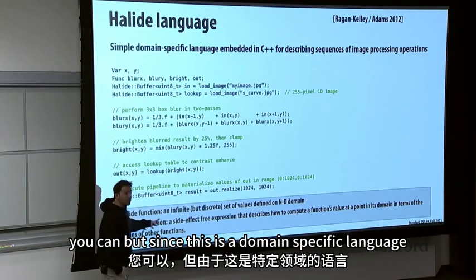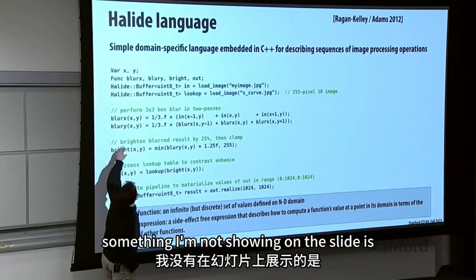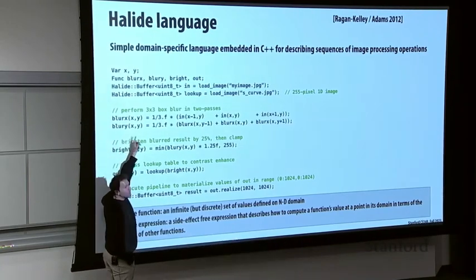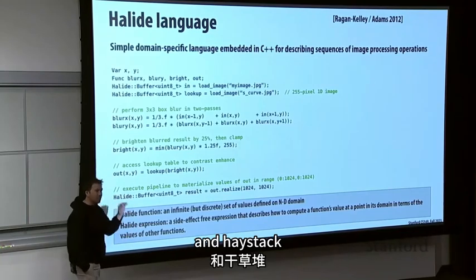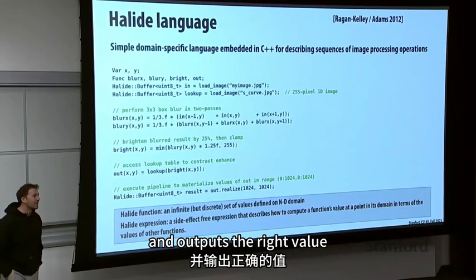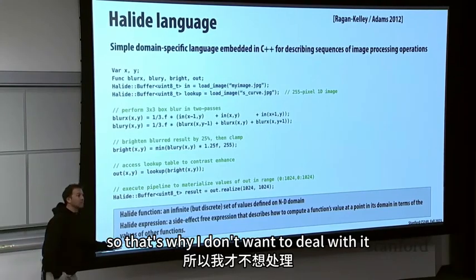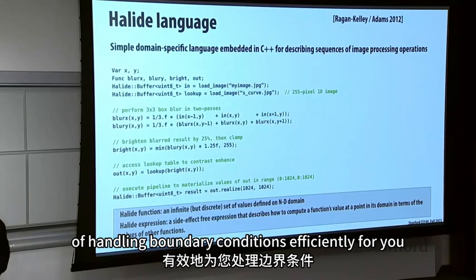You can, but since this is a domain-specific language, and domain-specific languages are meant to be productive, something I'm not showing on the slide is I could easily set blur y.boundary condition equals 0, or something like that. And the Halide compiler will emit the math that detects the boundary conditions and outputs the right value. So that's why I don't want to deal with it for the rest of the lecture. But that is a productivity benefit of the language of handling boundary conditions efficiently for you.